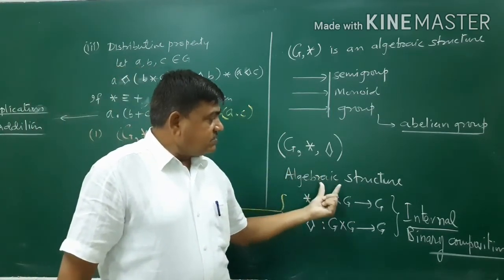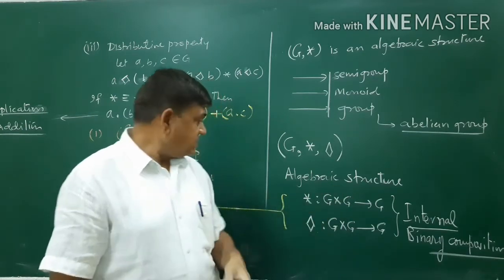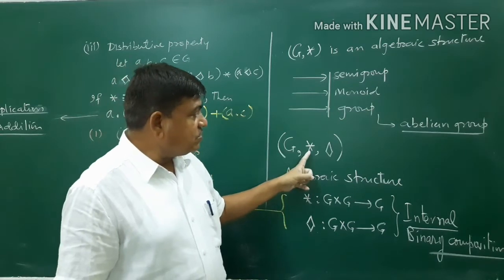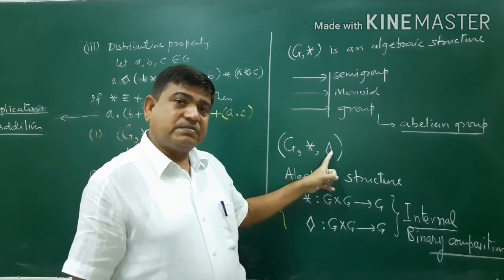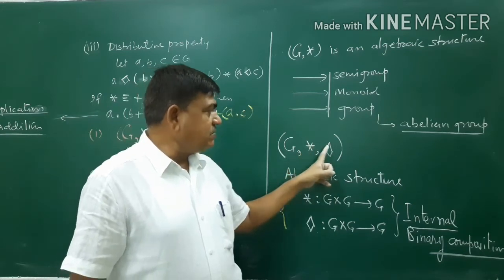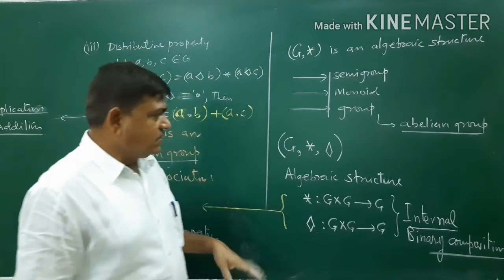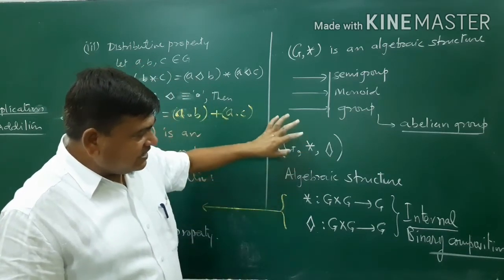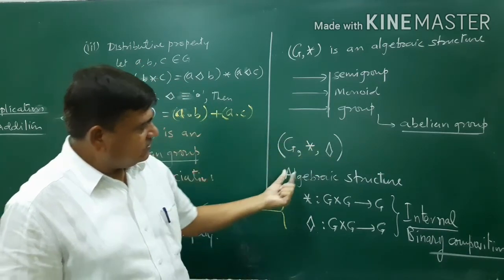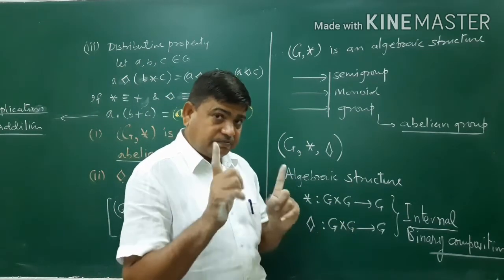This algebraic structure has 2 binary compositions. One is denoted by this symbol, the other is denoted by this symbol. You can use the plus sign for this, and the dot sign for this, that means multiplication. So, if it is an algebraic structure with 2 binary compositions, then we have these 2 things. Be careful.